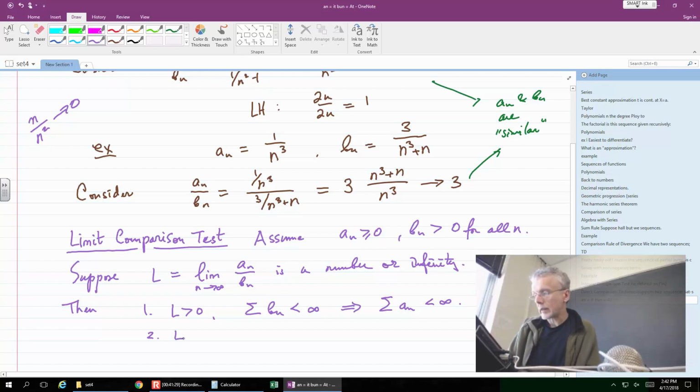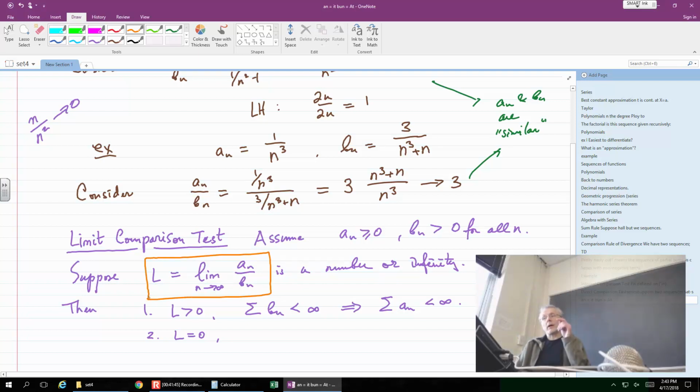So then the second case is L is equal to 0. In that case, like I said, if you look at our ratio over here, then Bn is the denominator and the limit is 0, which means that Bn dominates An. Okay, if it dominates, it means that the convergence is also assured. It is the same thing as you can see.